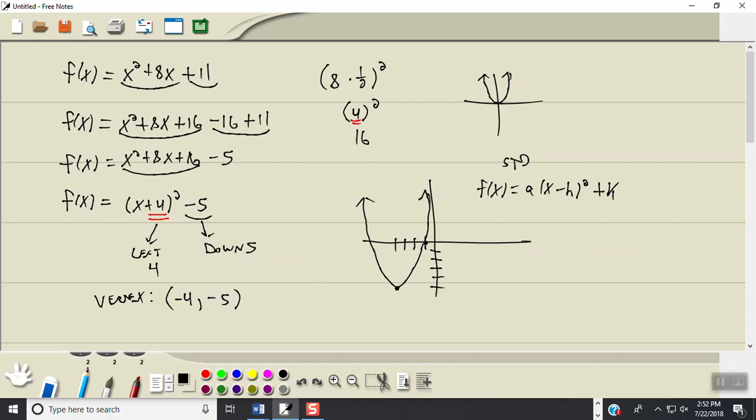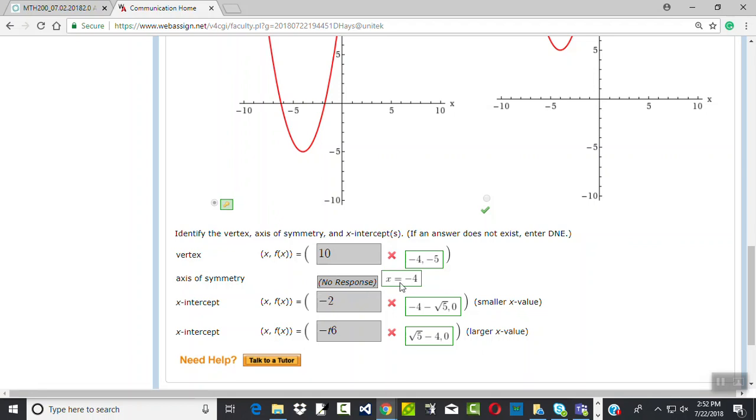Vertex is your lowest point or your highest point. If you look at your graph, that makes sense. Negative 4, negative 5 is down here. Now our axis of symmetry is x equals whatever the x part of the vertex is, which is negative 4. Okay, so that's those two there.